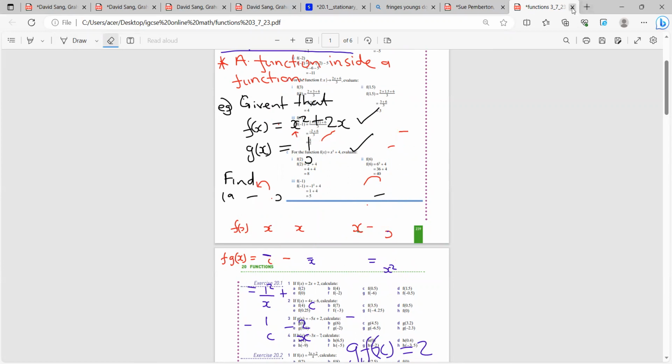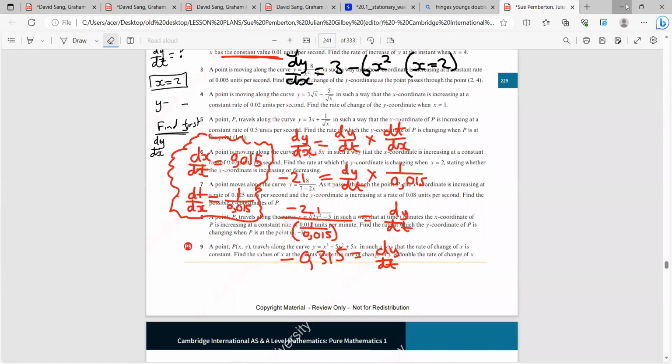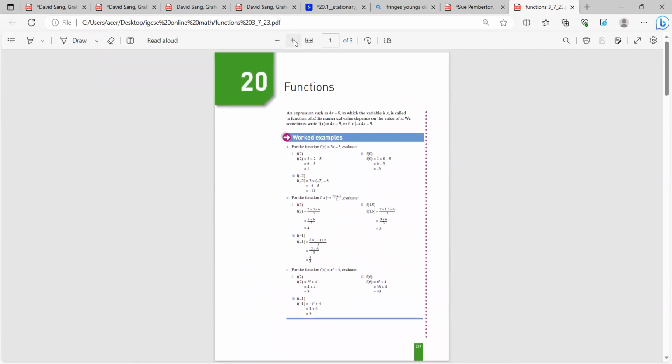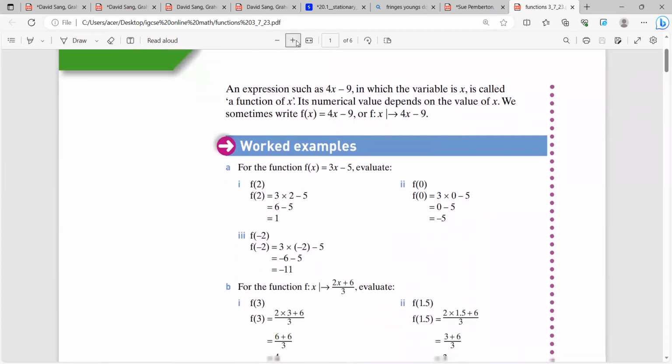All right, I think I should just do this. Can you see this page? Yes, sir. Okay.